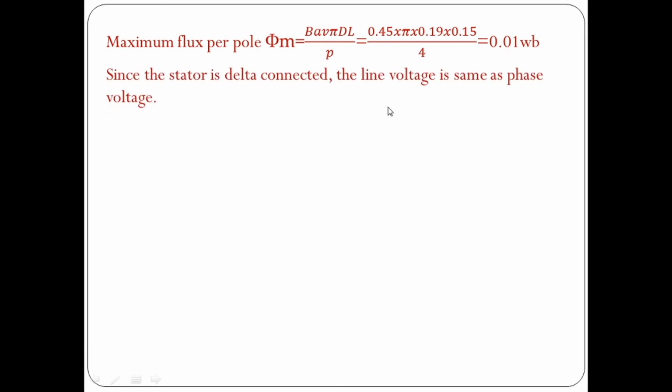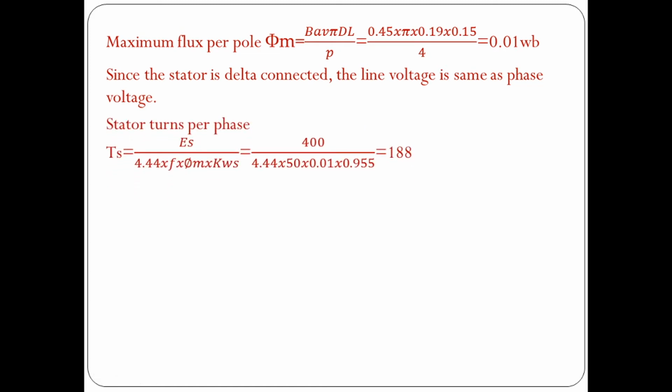Since the stator is delta connected, the line voltage is the same as the phase voltage. There is no change in line voltage and phase voltage, only the current changes. So you can calculate the stator turns per phase as ES divided by 4.44 into F into phi m into kWs. ES is 400 volt, the phase voltage, divided by 4.44 into F, 50, into phi m, 0.01, into kWs, 0.955. So you will get the stator turns per phase as 188. The stator slots should be a multiple of Q.